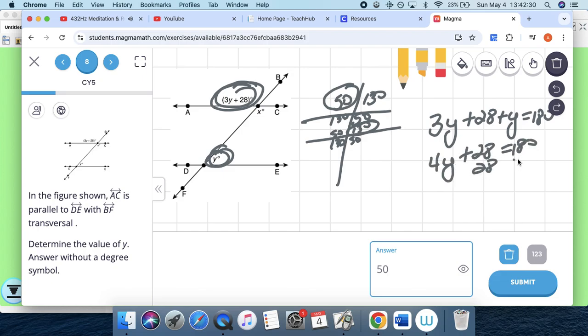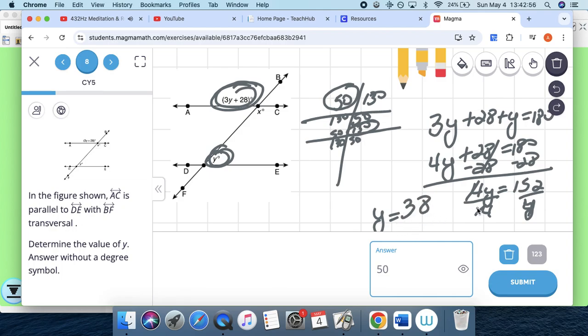Subtract 28 from both sides, and we get 4y equals 152. Divide by 4, divide by 4, and y equals 38. Looks like 38.